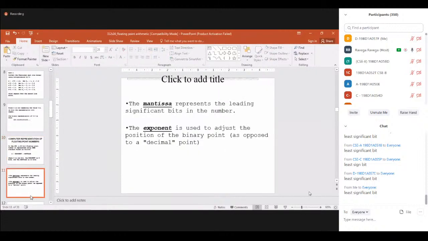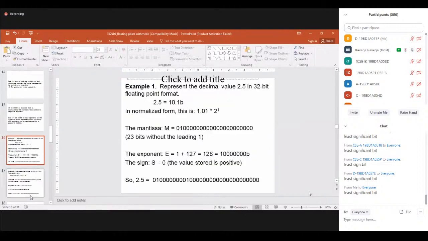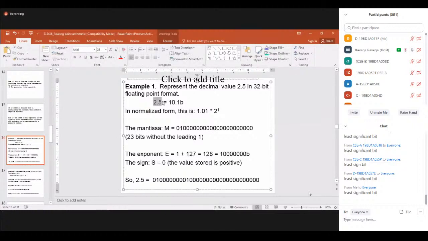So in that case, I'm going to take an example here, 2.5. In the normalized form, it is 1.01 into 2 to the power of 1. So the mantissa, because I'm having here 1.01, M is the mantissa of 23 bits. In that 23 bits, the first two bits are 0, 1, and all the other bits are 0, 0, 0.